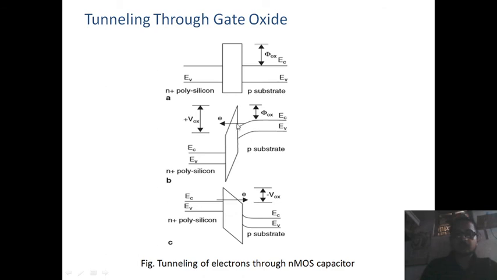See here, the electron jumps from the substrate to the gate terminal. Here the electron jumps from the gate terminal to the substrate. In this figure we clearly see that figure B is the flat band condition. Here there is no electron jump from substrate to gate or gate to substrate. See figure B, at this point the electron jumps from substrate to gate, and here the electron jumps from gate to substrate. This is due to the oxide thickness being less. When the oxide thickness is less, tunneling through gate oxide increases.